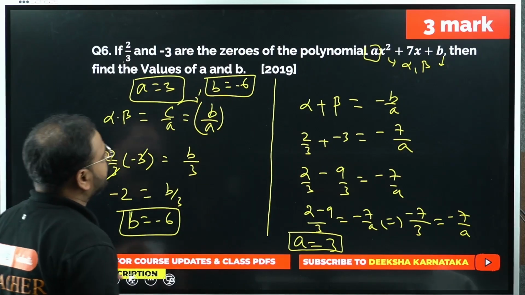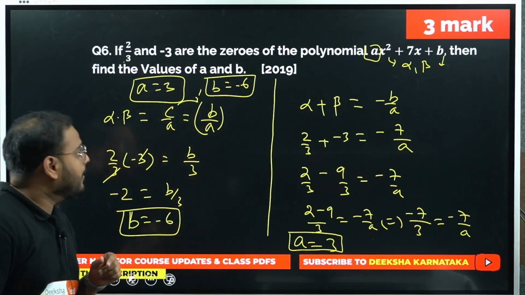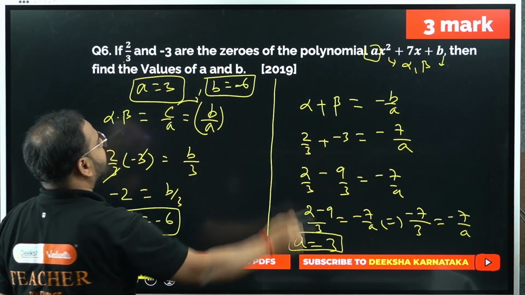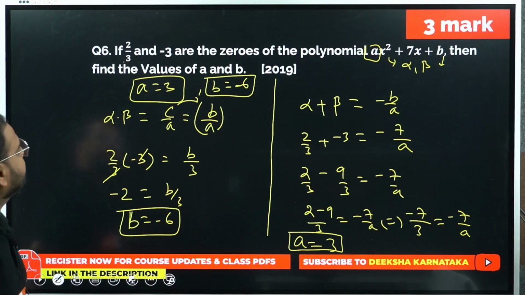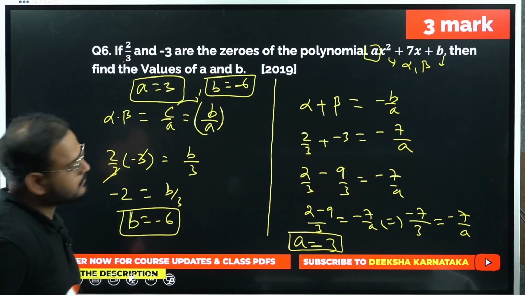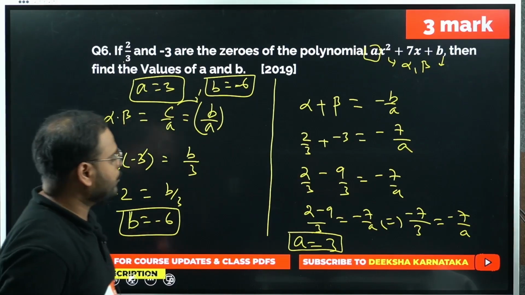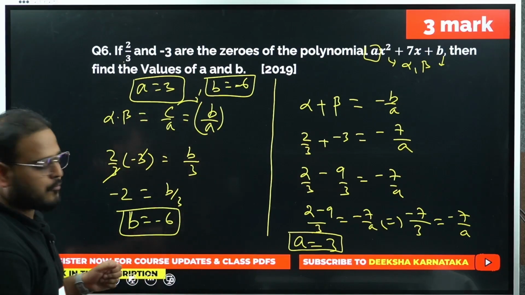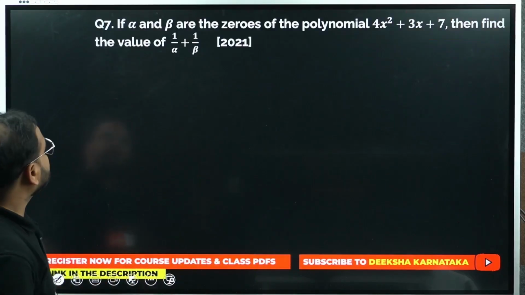They asked you for A and B value. Answer is what? 3 and minus 6. Please have a look. A and B are 3 and minus 6. I hope this is visible. What did I do? Once we use the sum formula, other time we use the product formula. Moving on to question number 7, sir.